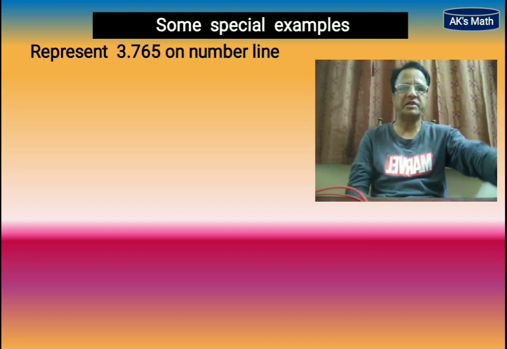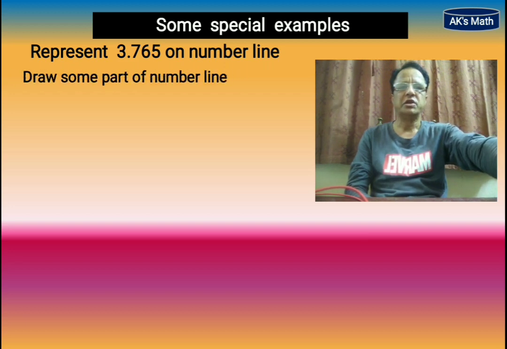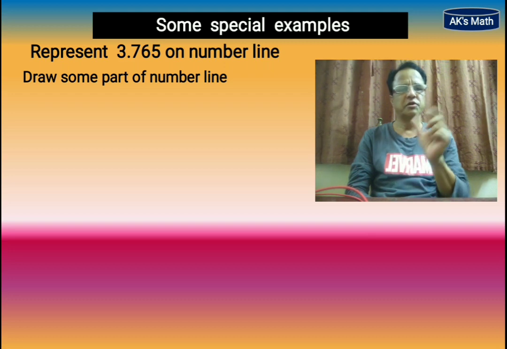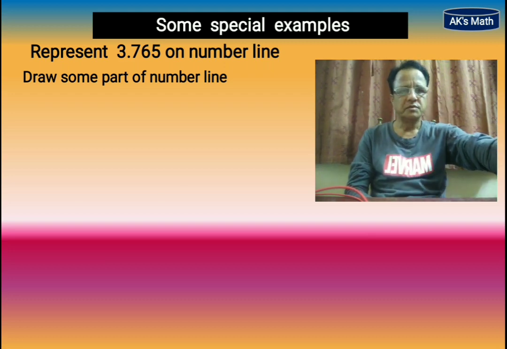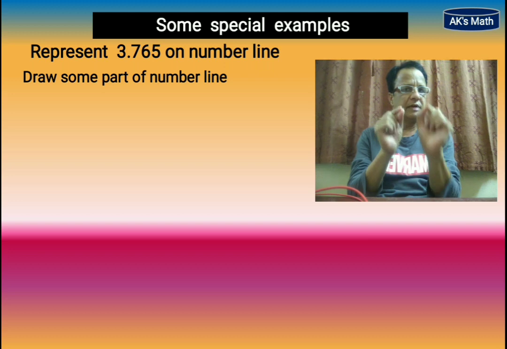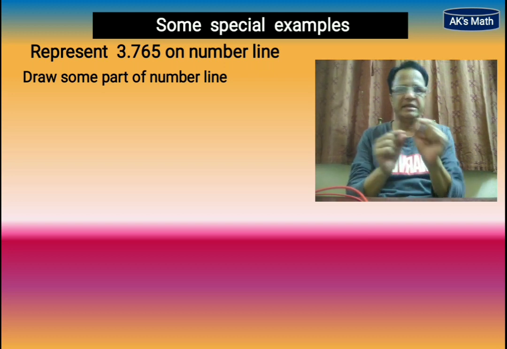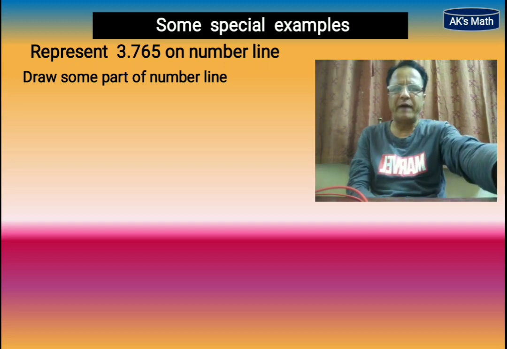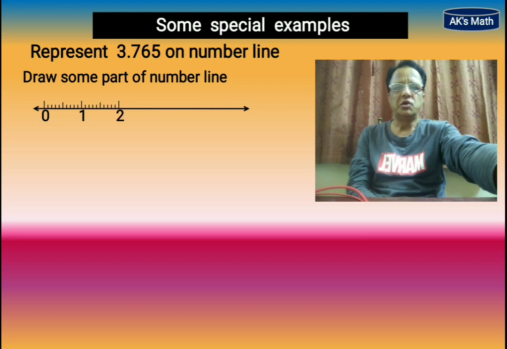How to visualize it? Look at this one. At first, draw some part of the number line. Only a few parts of the number line. Now look at the number. This number is in between 3 and 4. So draw some part, up to 5. This is the number line. This is 1, 2, 3, 4. This is 5. Okay, enough.